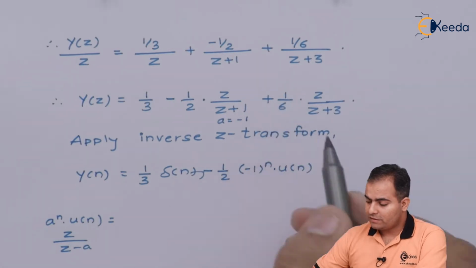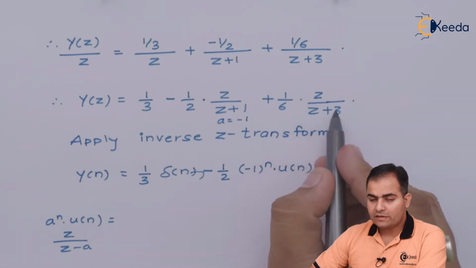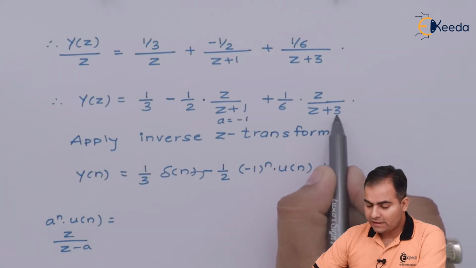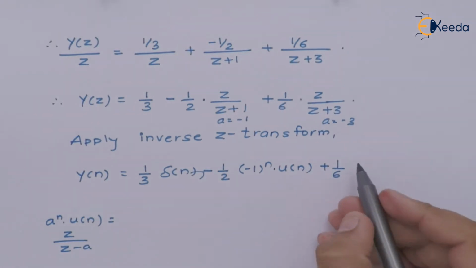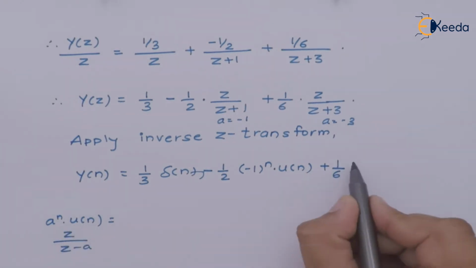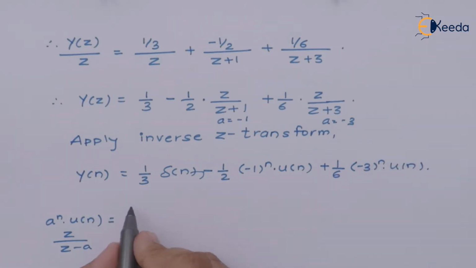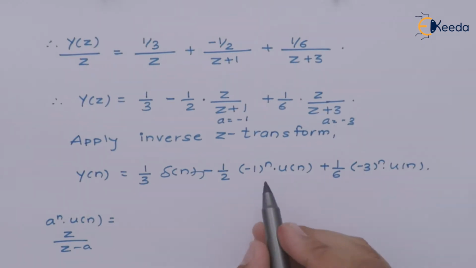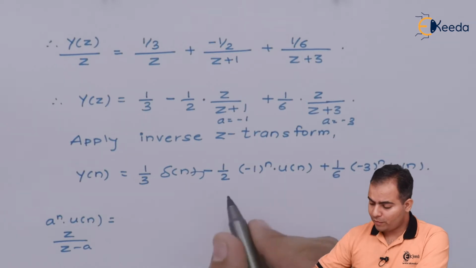Next one, this is 1 by 6. This z upon z plus 3 we have. Now here my a value is, I can say, minus 3. So I can write this formula as minus 3 raised to n into u of n. So this is nothing but the impulse response of system, and if you want, then you can take u of n common from the last two terms, or else you can stop here also. But I'm taking u of n common from the last two terms, so what you will get?